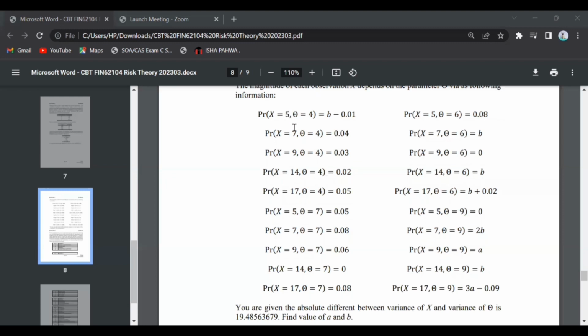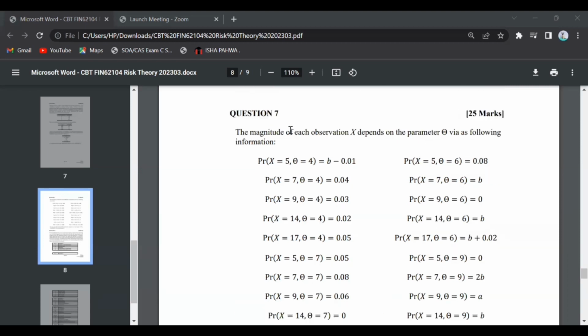And there are different values of X, which is 5, 7, 9, 14, and 17, and similarly different values of theta, which is 4, 6, 7, and 9. So this distribution is conditional, and we will convert this into a marginal distribution, where one distribution would be in terms of X and the other distribution would be in terms of theta.